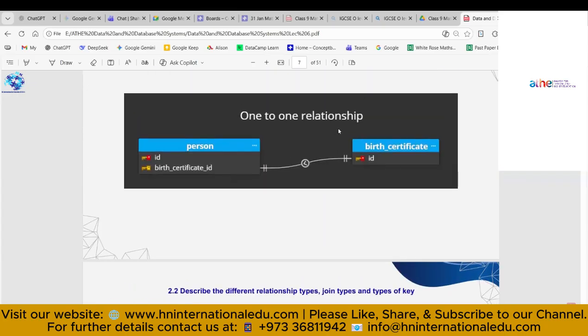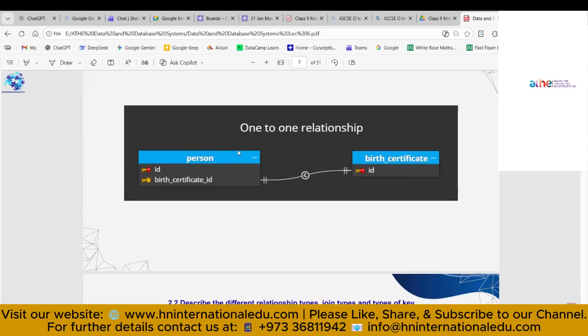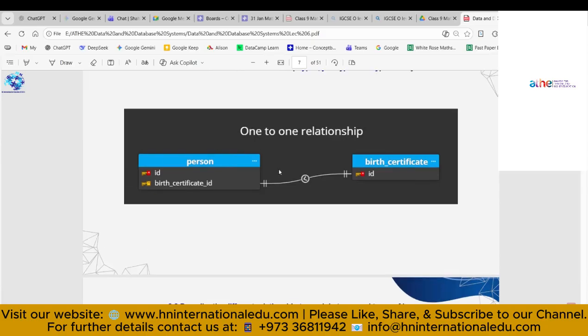So this is how a one-to-one relationship looks like. This person has two IDs. The first one is the ID, which will be the primary ID, and then the second ID, the birth certificate ID, which is linked with this birth certificate table. This birth certificate table has this primary ID called ID, and when this is linked to this person table, it will be acting as a foreign key in this person table. We'll see this in the coming slides. So this is a one-to-one relationship. That means that one person can only have one birth certificate ID.